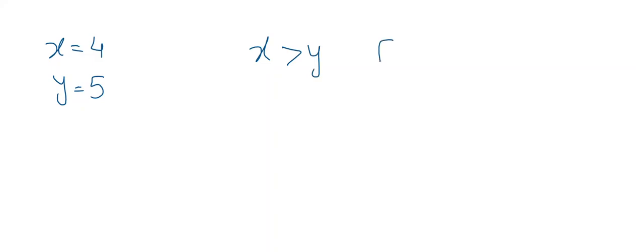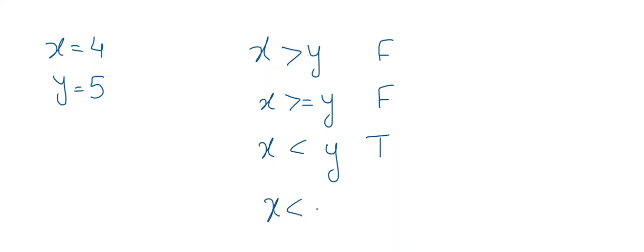So just a little practice here. I have x is equal to 4 and y is equal to 5, right? So when I write down is x greater than y, my answer would be false. If I write down x greater than or equal to y, that will also be false, right? If I write down x less than y, my answer would be true. If I write down x is less than or equal to y, my answer would be true because one of these conditions is true, right?